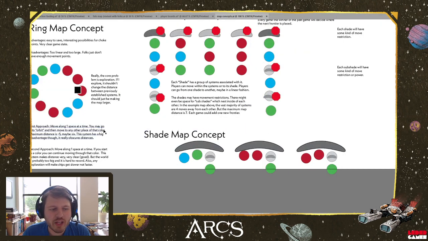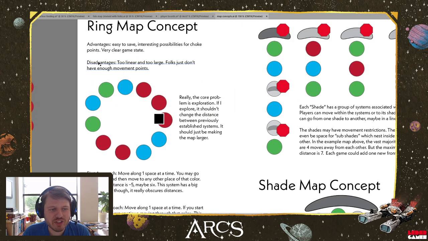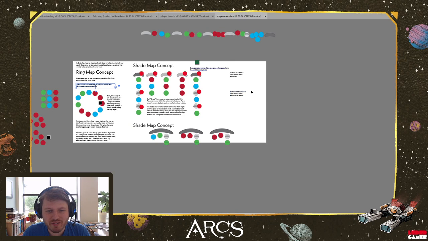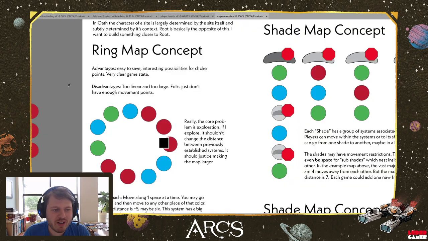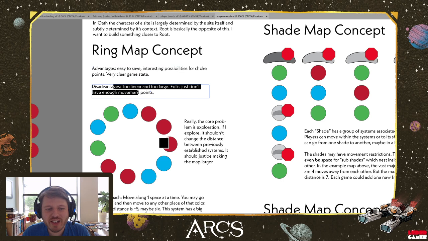And I was like, what if all the planets were in a ring? A ring's nice because you can have a ring and it has a start point and then you can collapse it, right? But rings are funny. So for example, this is how I do some design thinking at the SIP, where I'm like, oh yeah, okay, let's think about ring maps. Advantages: easy to save, you get cool choke points, very clear game state. Disadvantages: too linear, too large.